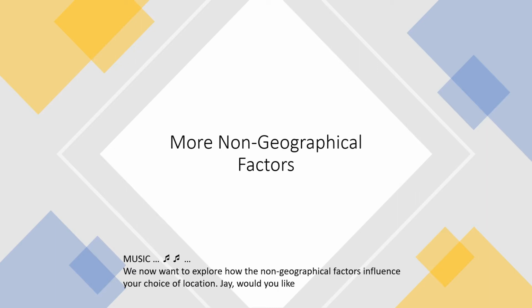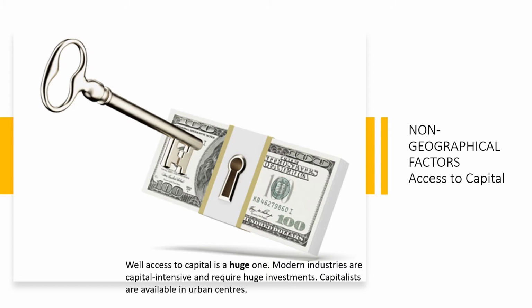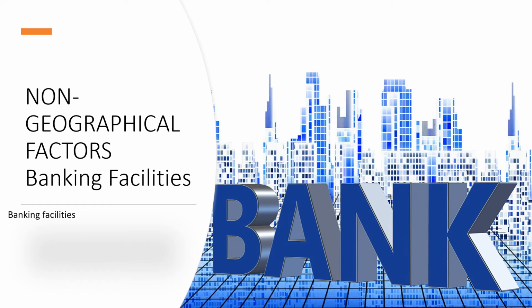We now want to explore how the non-geographical factors influence your choice of location. Jay. Well, access to capital is a huge one. Modern industries are capital intensive and require huge investments. Capitalists are available in urban centers.